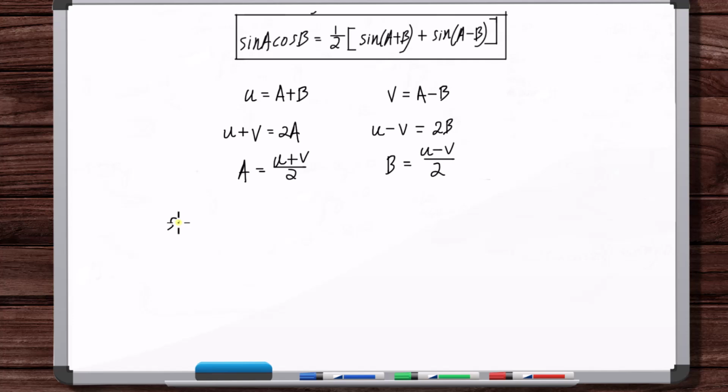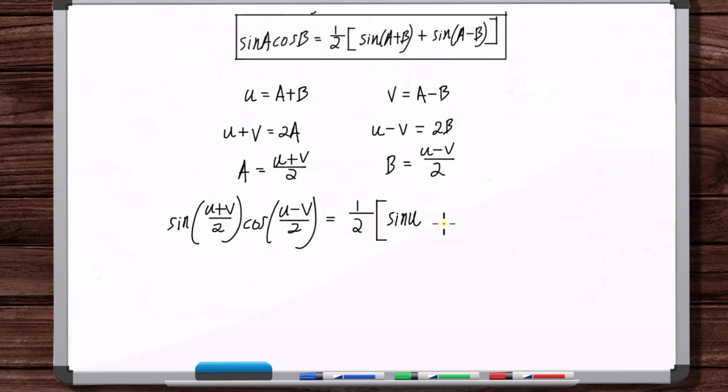Okay, so now let's substitute A and B into the product to sum identity between sine and cosine. So you've got sine of U plus V divided by 2 times cosine of U minus V divided by 2 is equal to 1/2. Okay, sine of A plus B is just U. Let's write it in terms of U. And then sine of A minus B is just V.